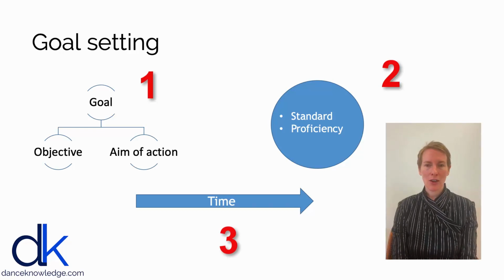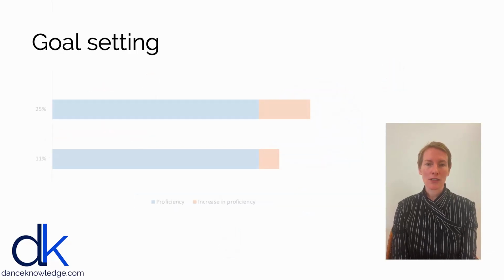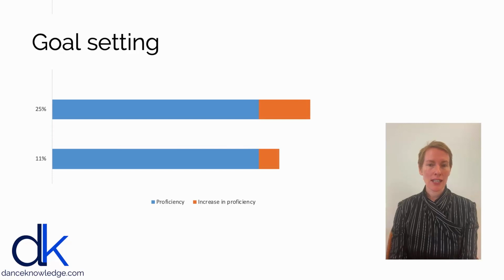While this definition of goal setting is very simple, it's actually something that's really worth learning more about in your dancing and your performing. People have been researching goal setting since the 1960s, and what we have continuously been finding is that goal setting can increase your productivity and your performance by between 11 and 25%. And this is really significant.